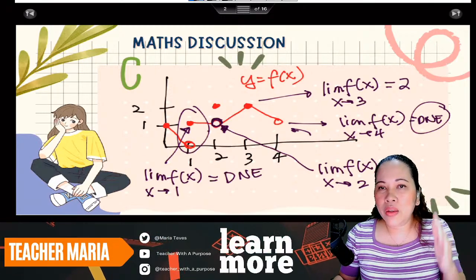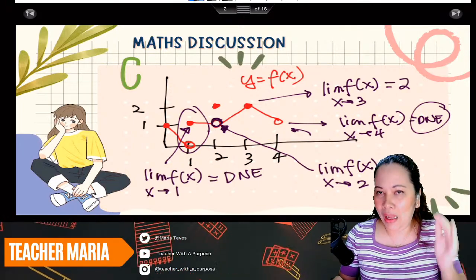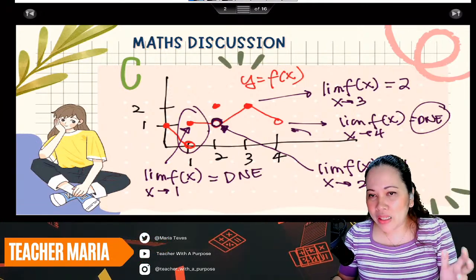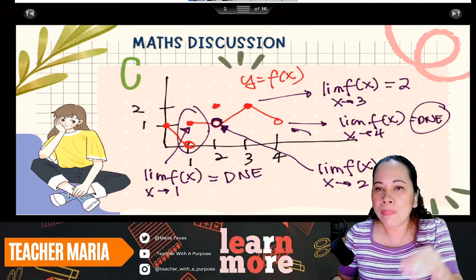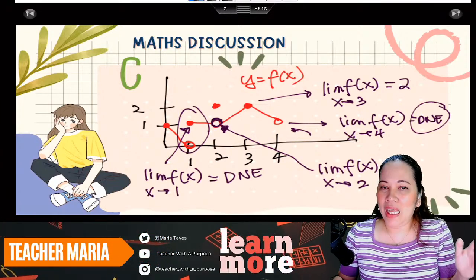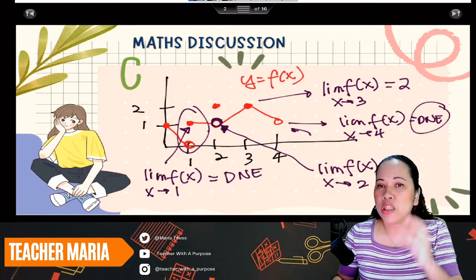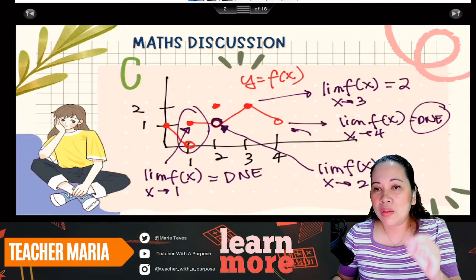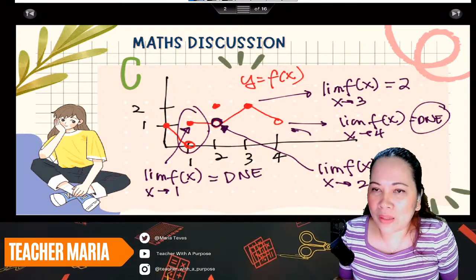And the theorem states that a limit will exist if it has a left-hand and a right-hand limit, and both of these one-sided limits are equal. However, if the left-hand and the right-hand limits are not equal, then you would say it does not exist. Or if there's only one side of the limit, then it does not exist as well.